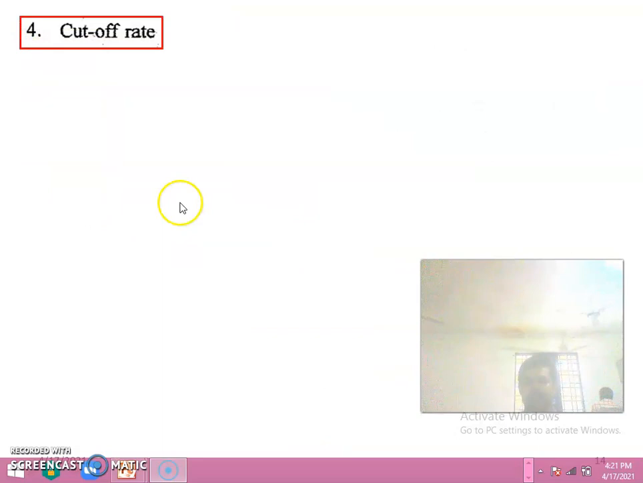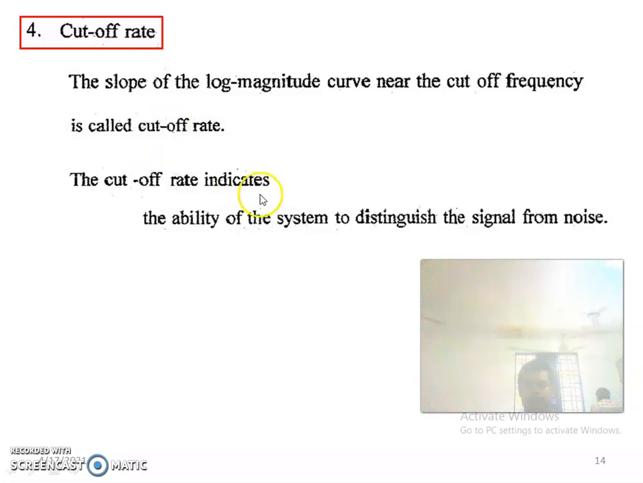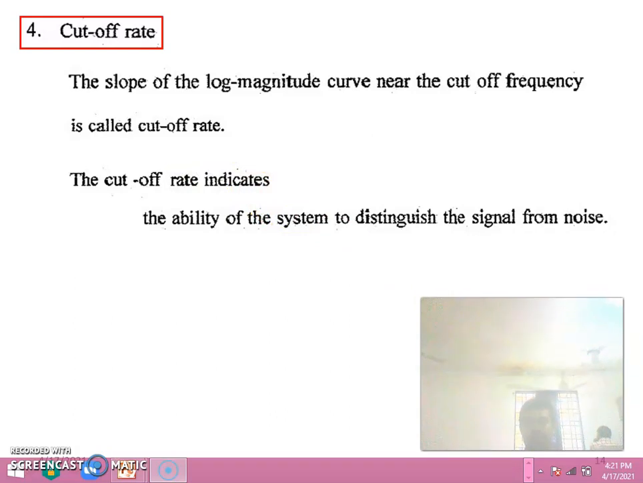Next one is cutoff rate. The slope of log magnitude curve near the cutoff frequency is called cutoff rate. The cutoff rate indicates the ability of the system to distinguish the signal from noise. So if a system has a good cutoff rate, it means it has the ability to reject noise and it will select only the signal.